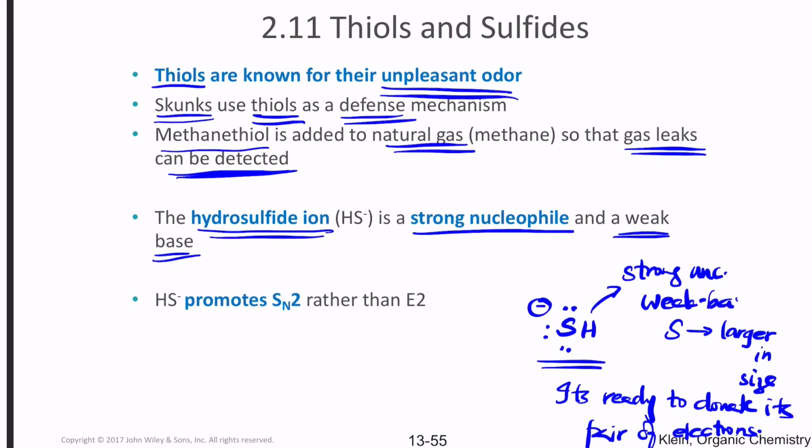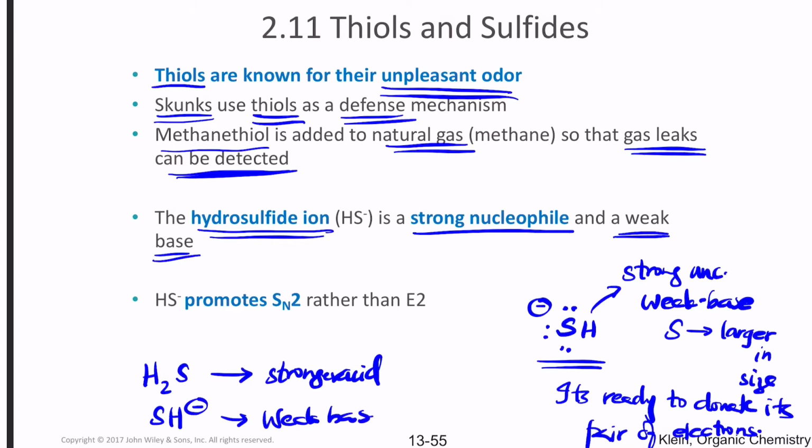The reason it's a weak base is it does not have enough energy to accept a proton. The idea here is to look at H2S. H2S is a stronger acid, and SH minus becomes a weak base. Remember that SH minus is the conjugate base of H2S. Because it's a conjugate base, the stronger acid becomes a weaker base.